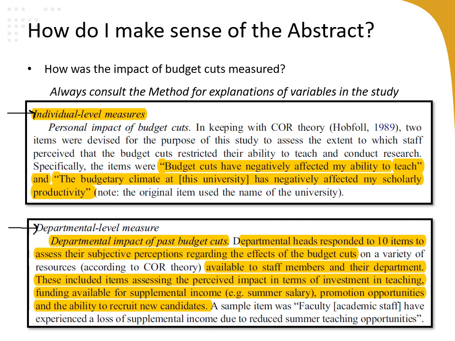Then we looked at a departmental level measure where we actually asked the department heads to respond to 10 items about how the budget cuts impacted the department. So instead of asking the individuals about the departmental level, we actually asked the bosses of each department how their department was impacted. So we had the individual level, each person, and then department level, the departmental head for all those individuals.